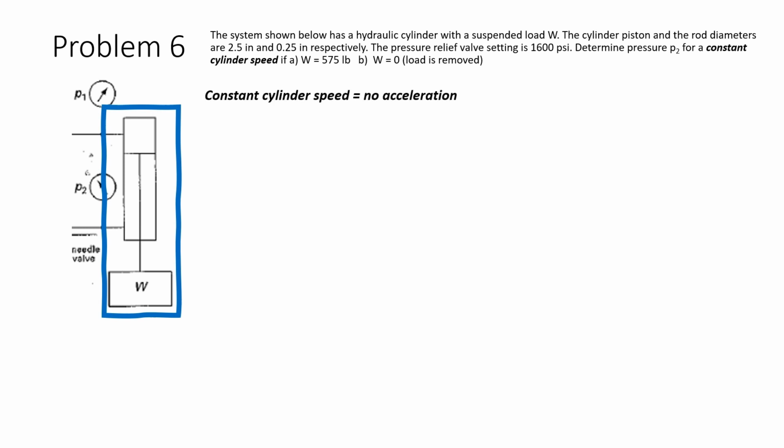So now let's look at the problem statement itself. It says a constant cylinder speed. A constant cylinder speed means there's no acceleration. There's no change in velocity. In other words, no acceleration.